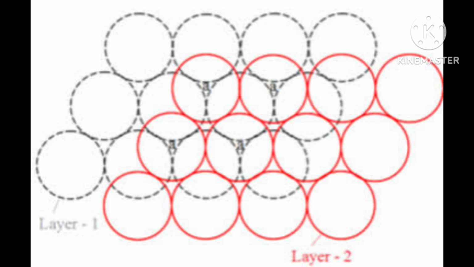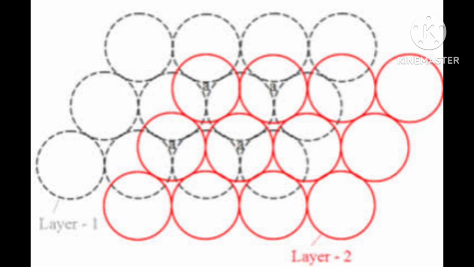See, you take 3 spheres. Then obviously one hole will be there, an empty space, a void, as already discussed. Now again you take 3 more spheres.